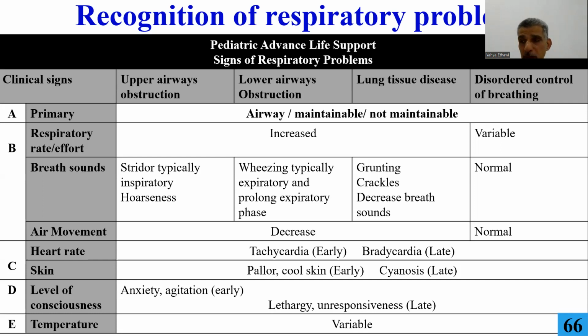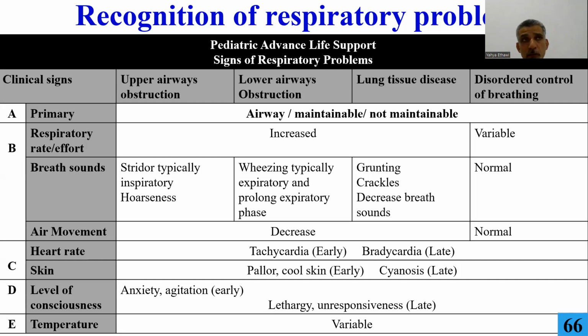Now, grunting, remember, means there is atelectasis. You can also hear crackles and, of course, decreased breath sound. Now, when we have disordered controlled breathing, or apnea, or hyperapnea, or hypopnea, you usually don't have sound. So the sound is usually normal. The air movement: when you have upper, lower, or lung disease, the air entry will be either poor, decreased, or even absent, while in disordered controlled breathing it will be normal.